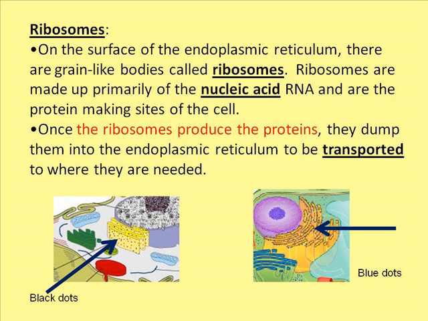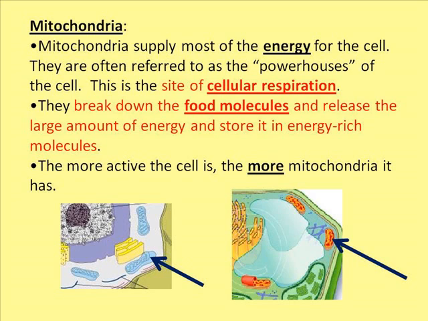Now, once the ribosomes make the proteins, they dump them into the endoplasmic reticulum, those passageways, and then those proteins get transported or moved around the cell to where they're needed. The little jelly bean looking structures on the animal cell on the left, they're blue, and then on the plant cell on the right, they are that kind of red and orangish color.